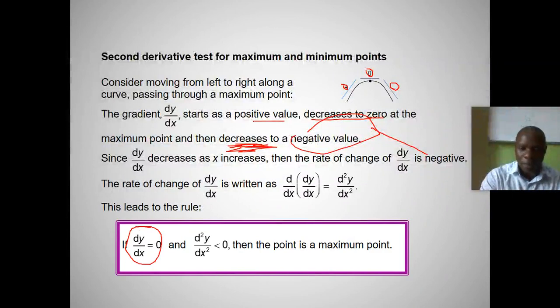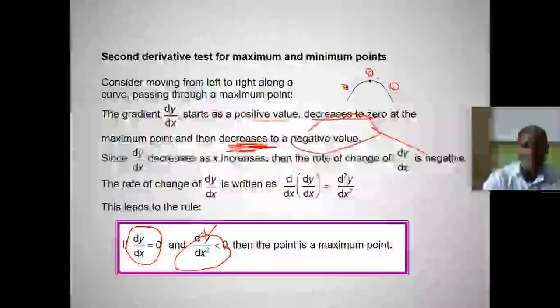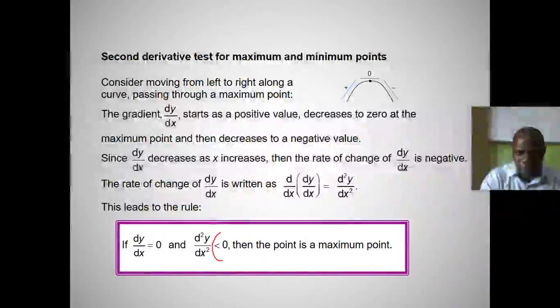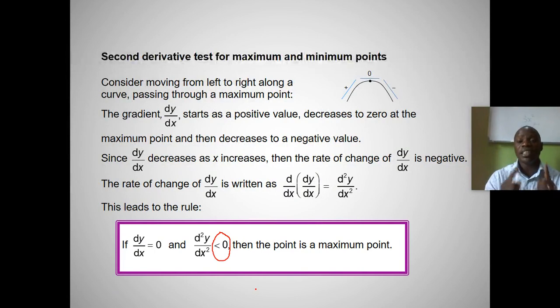If it is a turning point, remember dy dx is 0 is a turning point. So if it is a turning point, then you check the second derivative at the turning point. So you do dy dx equal to 0 because you know it's a turning point. Then you do another dy dx on the same turning point. If the second derivative d2y dx2 gives you a less than 0 answer, then the point is a maximum. Have you heard that? If the second derivative gives you a negative answer, then it's a maximum.